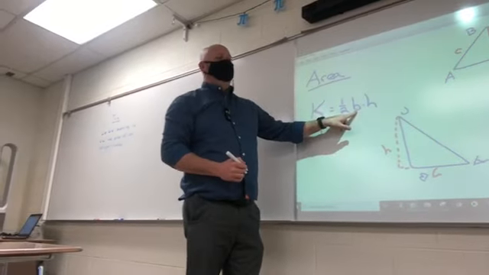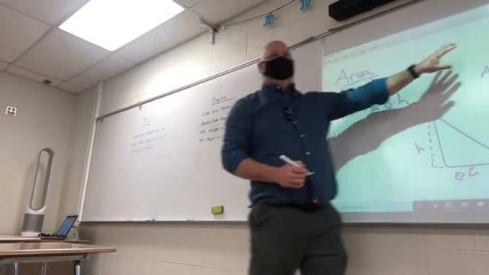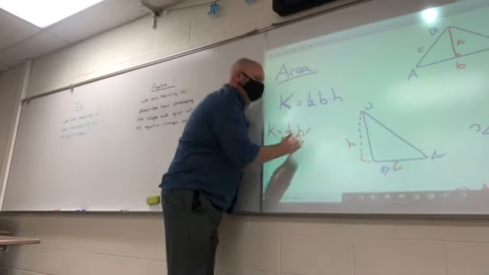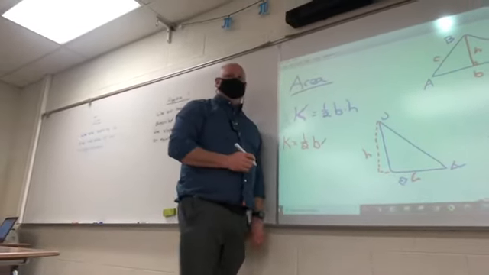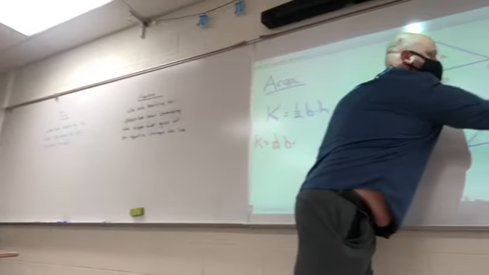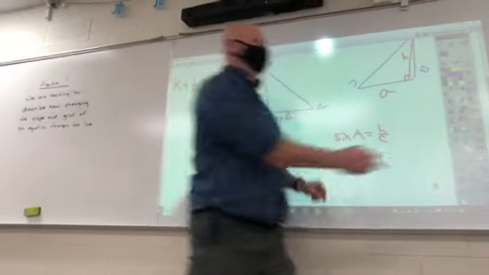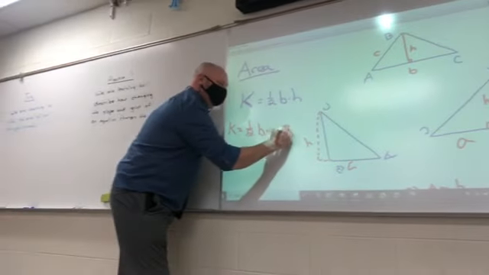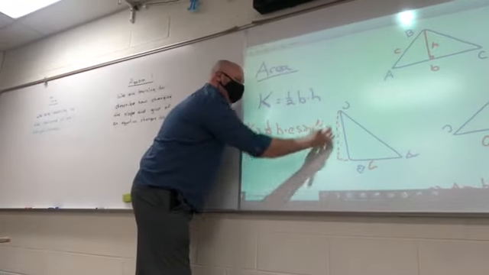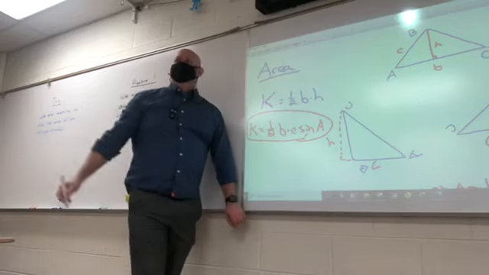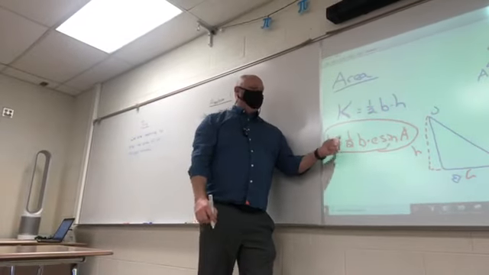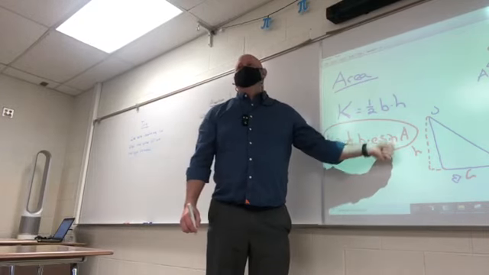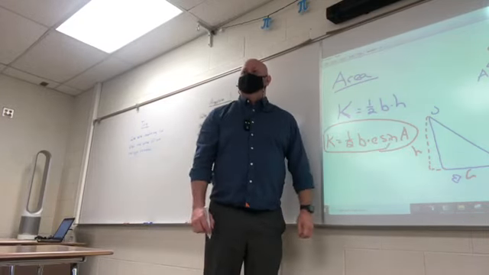what side right now am I using for the base? B. And what would I plug in for H? C sine of A. So one formula that I could use to find the area of any triangle is 1/2 times side B times side C times the sine of angle A.